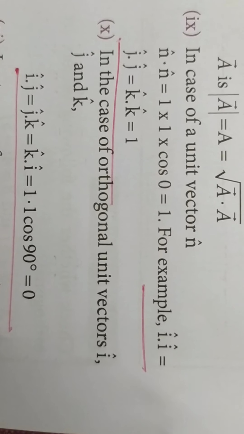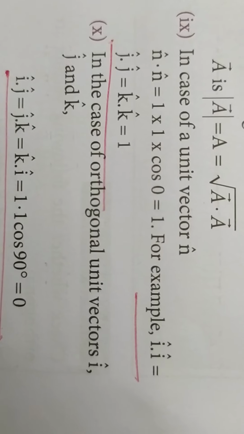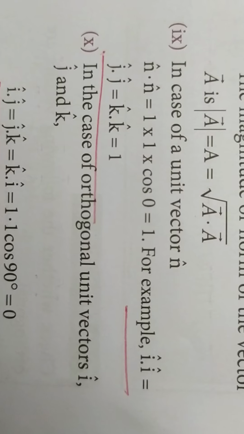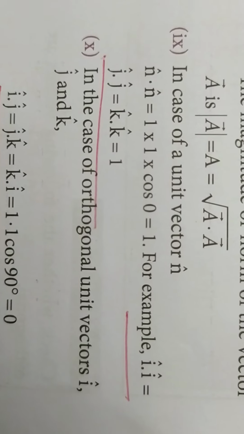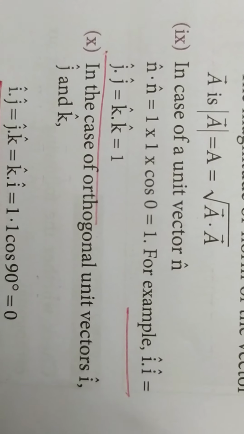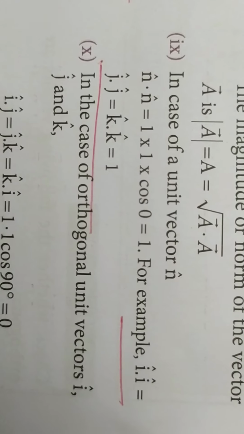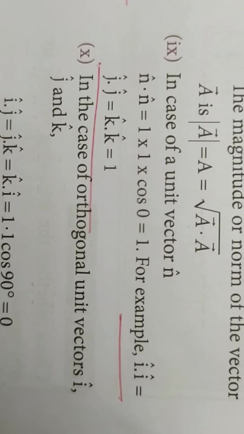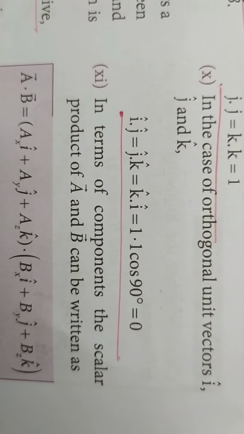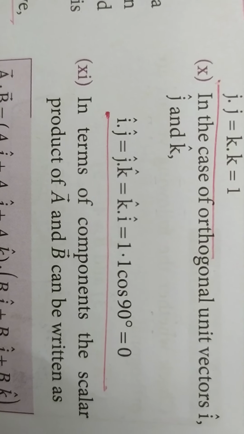And in the case of a unit vector, just to remember, if a unit vector is multiplied by the same unit vector, that is i cap dot i cap, then j cap dot j cap, then k cap dot k cap, that will become 1 because the angle is 0 for the same unit vectors. So cos 0 is 1, so i cap dot i cap is equal to 1.